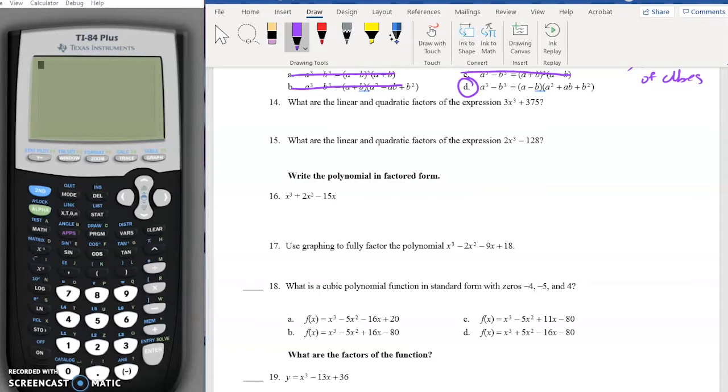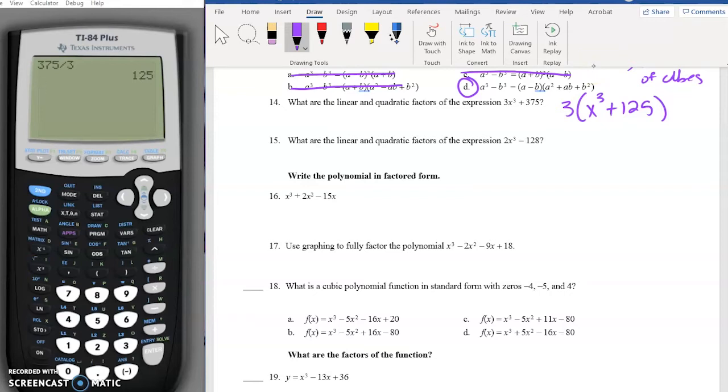3x cubed, I could take out a 3. 375 is also divisible by 3. Now you may not know what that is off the top of your head, but you do have a calculator. You can see 375 divided by 3. I get 125. So if I factor out a 3, I get x cubed plus 125. So x cubed plus 125, that is a sum of cubes.